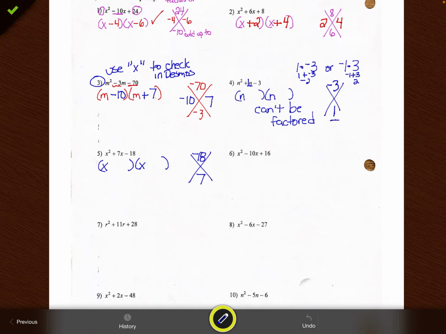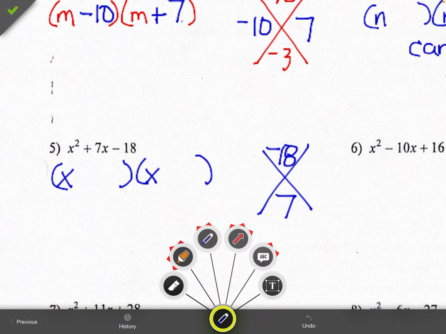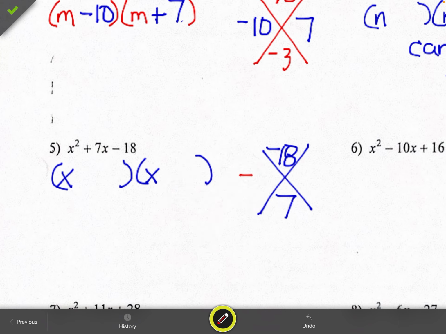Whew, yay. So we solved our x puzzle. Negative 2 times positive 9 gives me negative 18. Negative 2 plus 9 gives me positive 7. Now all I got to do is transfer this over to my answer, x minus 2, x plus 9, and then I'd check it in Desmos.